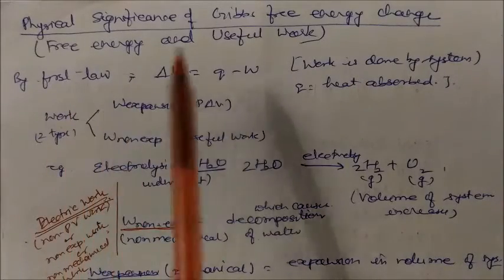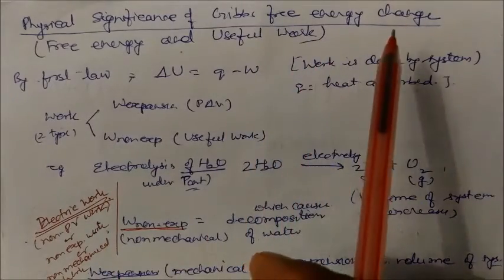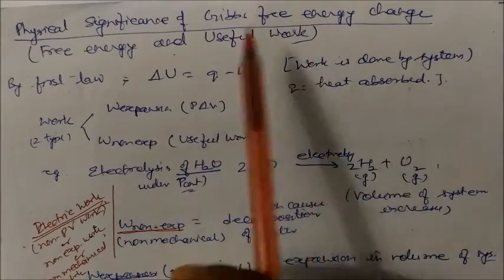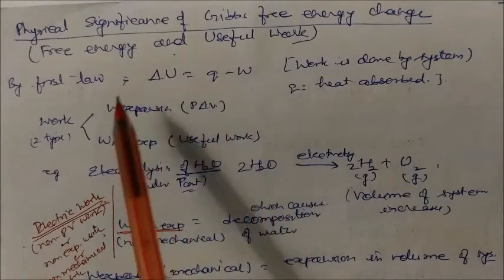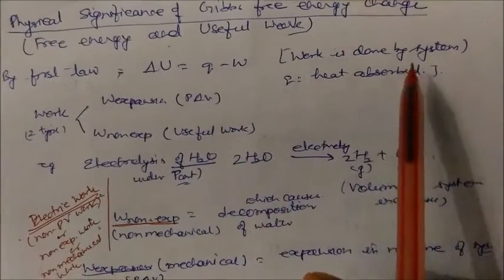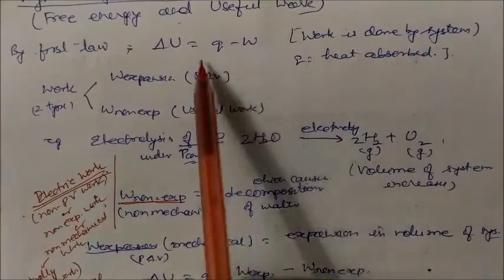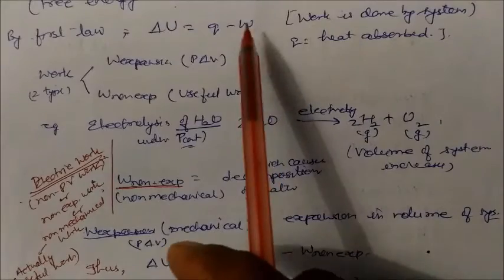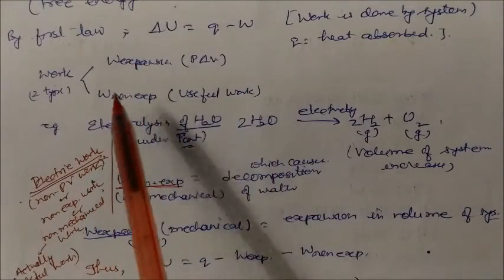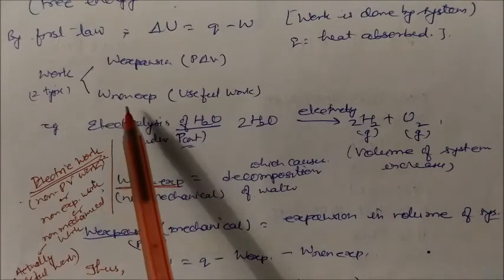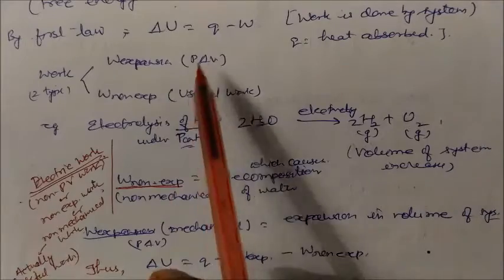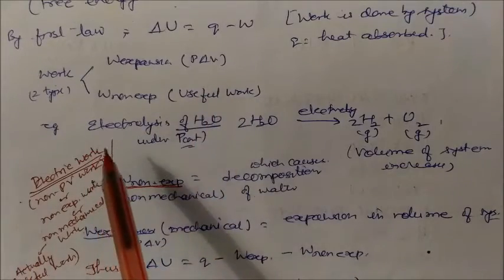Physical significance of Gibbs free energy change: that is, free energy and the useful work. From here we will discuss this significance. By the first law we know that delta U equals Q minus W, where work is done by the system and heat is absorbed. In this case work is there, and we have two types of work: one is the expansion work, and the other is the non-expansion work, or non-mechanical work. This non-mechanical work is called the useful work, and the expansion work is P delta V. Let us take one example.